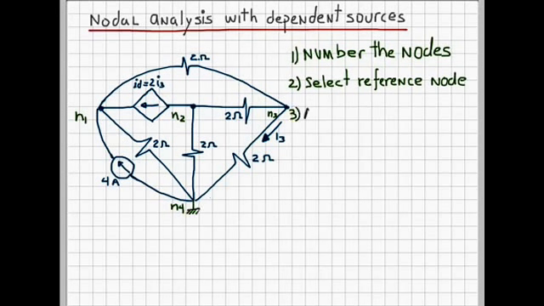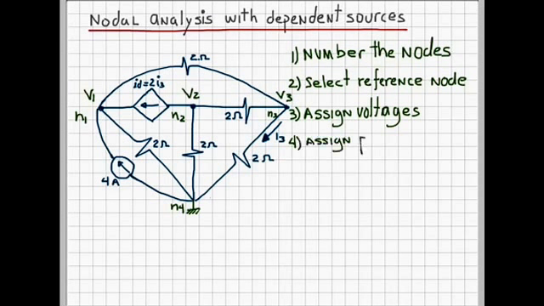In this case, this is going to be at node number 4. Then we need to assign voltages to each of the nodes, and we have voltage V sub 1 at node 1, V sub 2, and V sub 3 at node 3. And now we need to assign polarities, and we know that at the reference point we're going to have a negative sign and then positive for each of the voltages at the nodes.